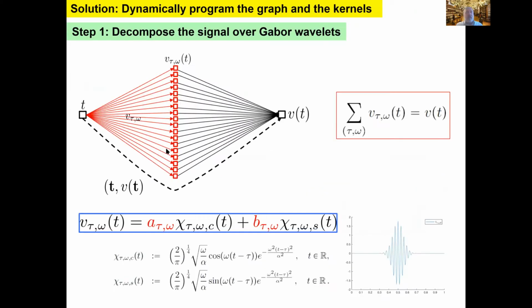Now, we're going to solve this problem by learning the structure of the underlying computational graph from the observed signal itself. Our first step is to decompose the signal V into finer modes living in the linear span of Gabor wavelets, which are essentially windowed trigonometric functions characterized by a time tau and a frequency omega. This can be summarized as completing the following computational graph, in which the unknown functions are those fine modes indexed by the time tau and the frequency omega.